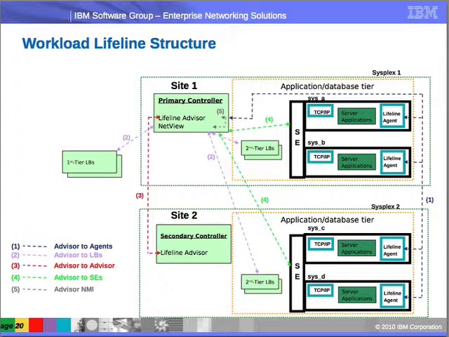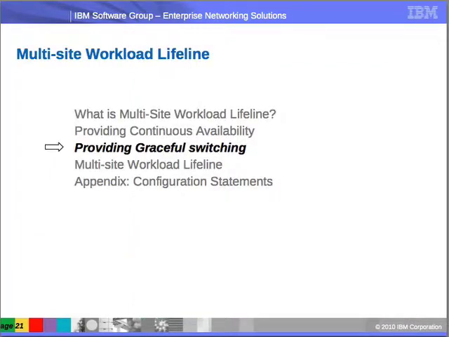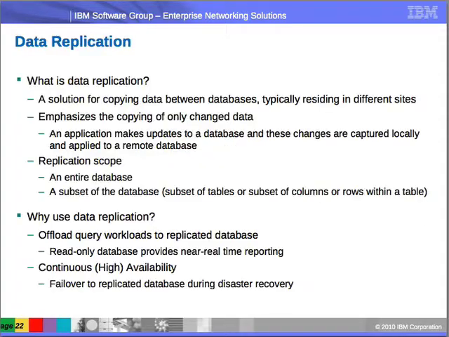So that's the first use case of Lifeline, really within this GDPS active-active solution. The second case I wanted to talk about is graceful switching. Before I do that, I want to go into a little bit more detail about what software data replication is.